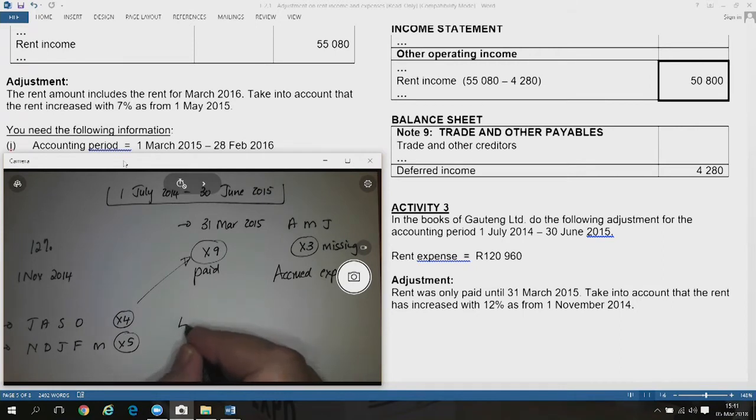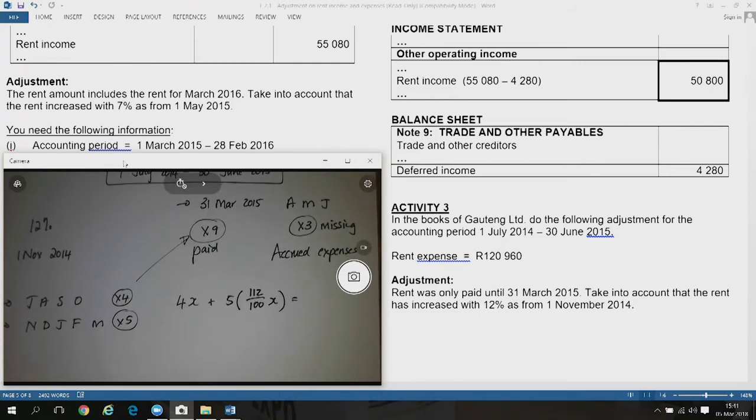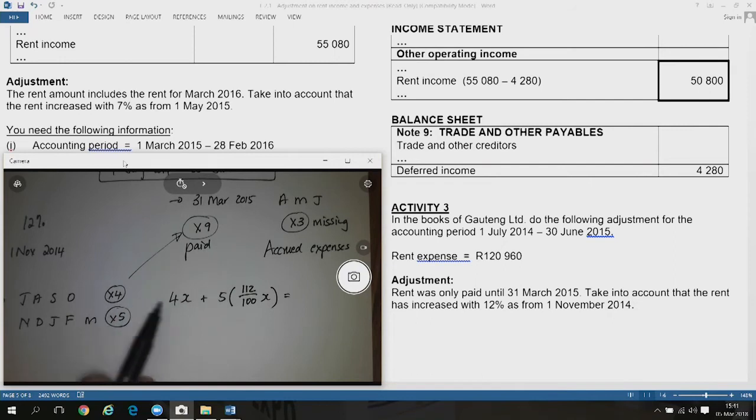Okay. 4x before the increase plus 5 at 112% x. Okay, get used to this. How many months before the increase? 4. That gives you 4x. How many months after the increase? 5. 12%. That gives you 112 over 100, because 12 plus the 100 gives you 112%. That equals 120,960.